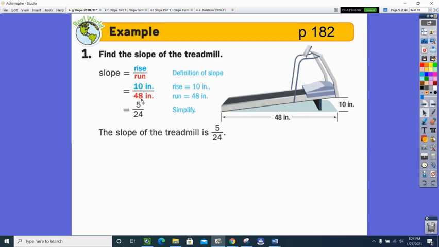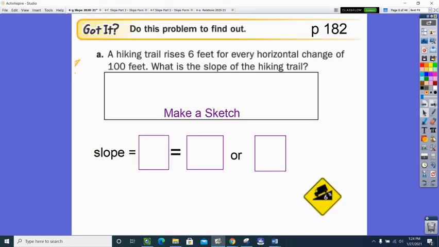Now, 10 and 48, rise over run, are both divisible by 2. So divide 10 by 2, divide 48 by 2, and your slope is, excuse me, 5 over 24. Misspoke, sorry. All right, so here's one for you on page 182.